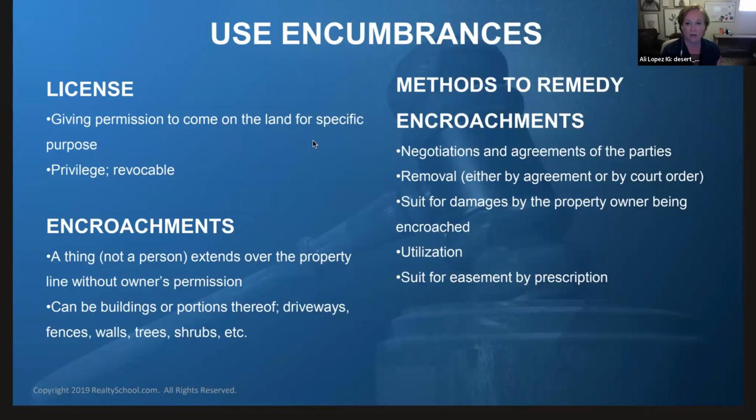Methods to remedy encroachments. Sometimes it's a friendly conversation and a negotiated agreement of all the parties. Sometimes it's the removal, either by agreement or by court order, of the tree or the building or the fence. Sometimes it's a suit for damages by the property owner being encroached upon. Utilization is an agreement or a court order allowing the encroached upon party to have the benefit and use of the thing that's encroaching. I wish I had a good example for you about that. Maybe the fig tree, I get to eat the figs. Or the suit for easement by prescription.